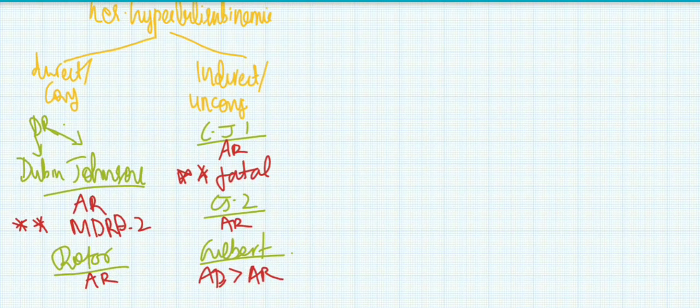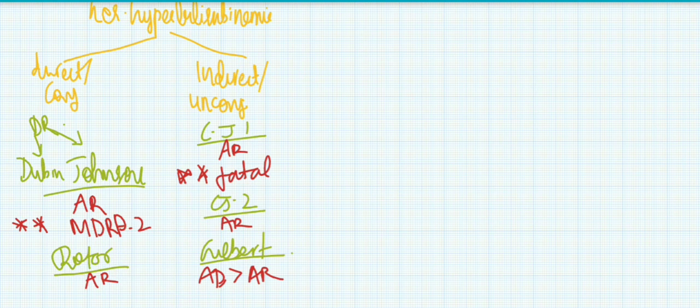So this is hereditary hyperbilirubinemia. Very important points: multiple drug resistance protein 2 mutation occurs in Dubin-Johnson syndrome, and the neonatal case is fatal in Crigler-Najjar 1 syndrome.